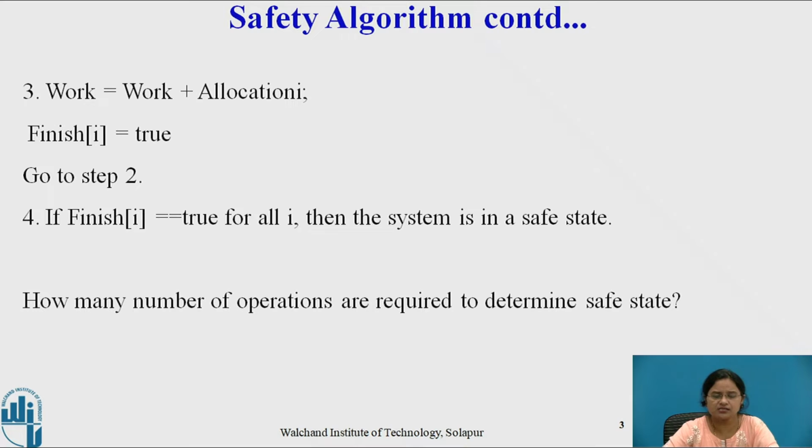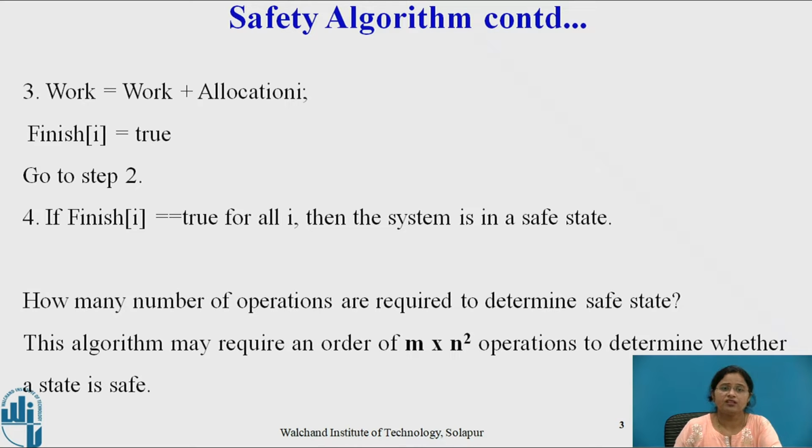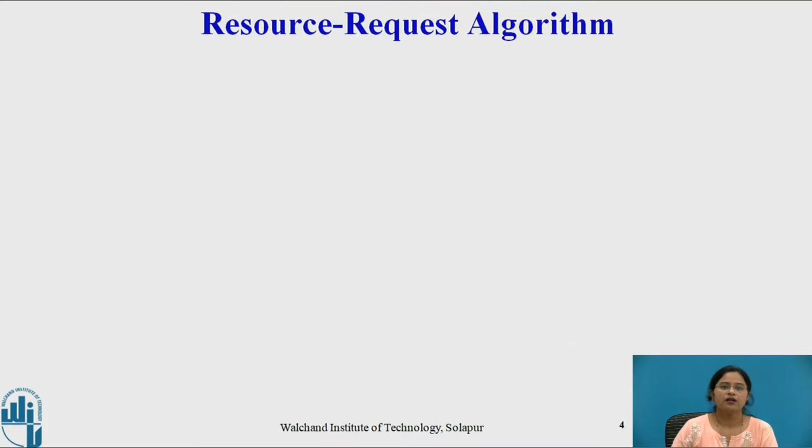Now just think about how many operations will be required to determine the safe state using this safety algorithm. This algorithm requires an order of m times n squared operations to determine whether the system is in a safe state. m is the number of resources and n is the number of processes in the system. That is the safety algorithm.